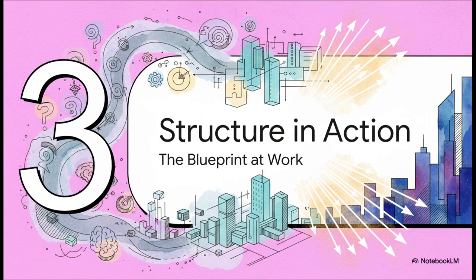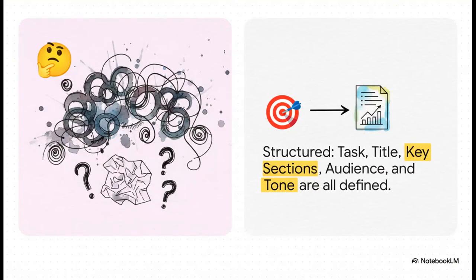Now, theory is great and all, but the difference becomes so obvious when you see it in action. So let's compare a vague, unstructured request with a powerful, structured one. And here it is. Look at the difference. On the left, you've got that chaotic, unstructured prompt. Write a convincing proposal. I mean, what does convincing even mean to an AI? It's a complete guess. But look at the right.